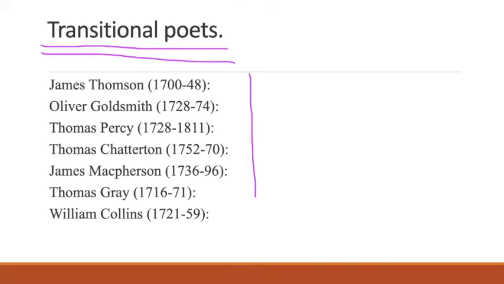If you read Gray's Elegy Written in a Country Churchyard, which was published in 1751, you will find many qualities of neoclassical poetry and also of Romantic poetry. For example, the glorification of the common people is a Romantic trait, but the use of poetic diction is a neoclassical trait. So traditional poets were those in whose poetry we have the blend or mixture of neoclassical traits and Romantic traits. So it also emerged during this era.